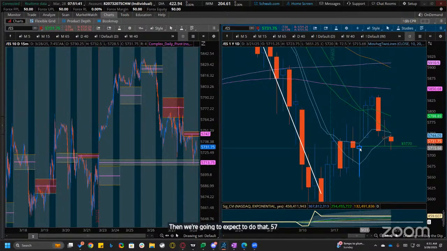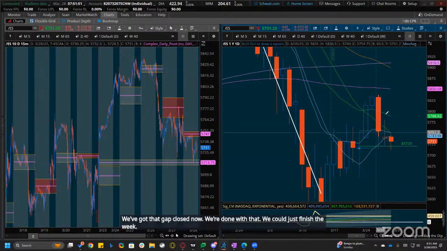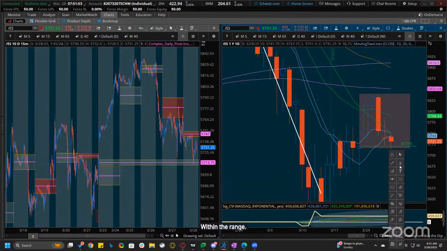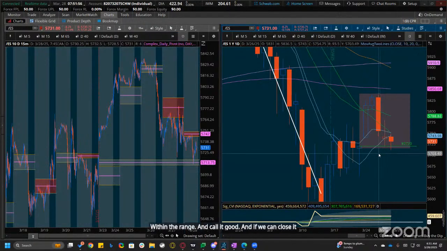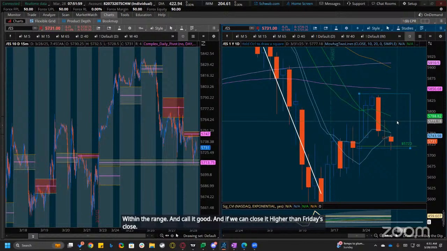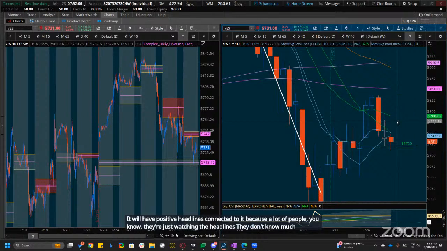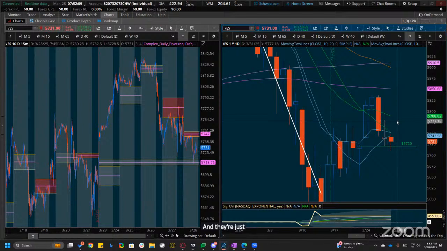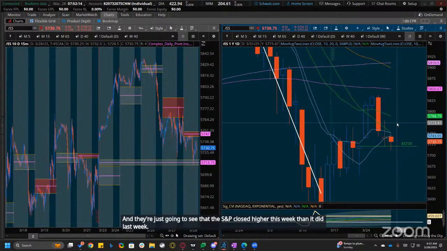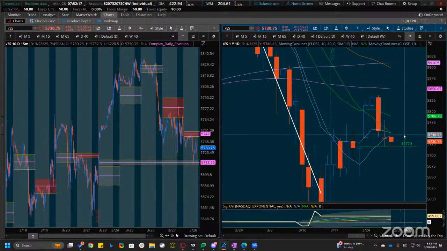57.20 was Friday's close. We've got that gap closed now. We're done with that. We could just finish the week within the range and call it good. And if we can close higher than Friday's close, it will have positive headlines connected to it. Because a lot of people are just watching the headlines. They don't know much about trading, or they don't trade at all. And they're just going to see that the S&P closed higher this week than it did last week. Yay, right? So that would be the benchmark.